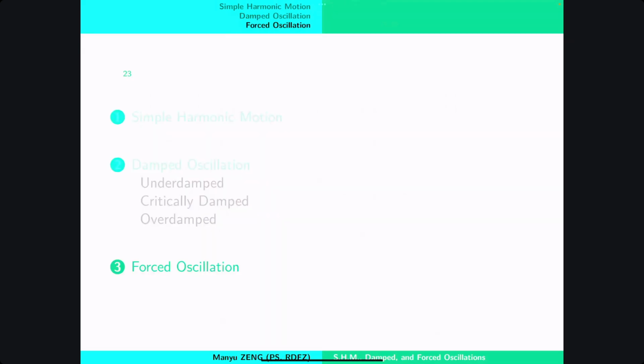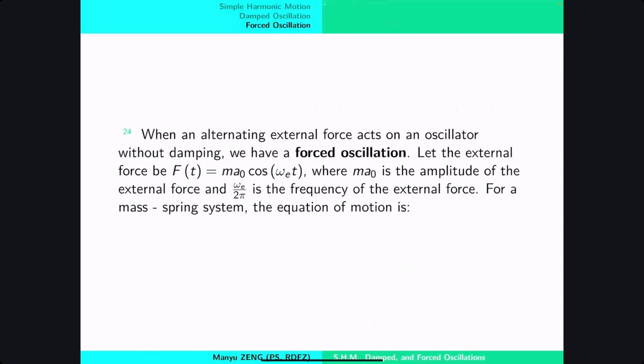So these are the damped oscillations. They always happen in real life. And the third topic, we are going to discuss forced oscillation, in the last section.